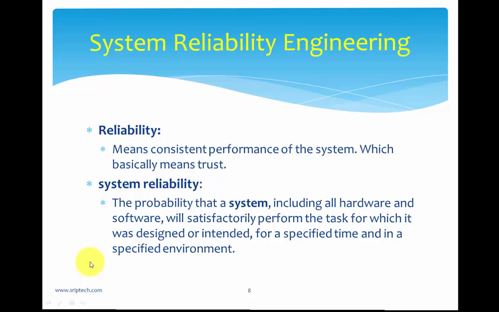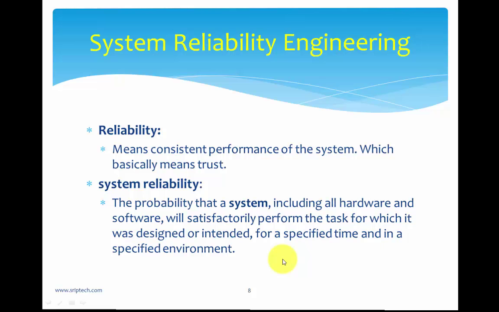Suppose the inflation happens after 2-3 seconds of an accident, that means the system is not a reliable system. So now, how do you define system reliability? System reliability is defined as the probability that a system, including all hardware and software, will satisfactorily perform the task for which it was designed or intended for a specified time and in a specified environment.